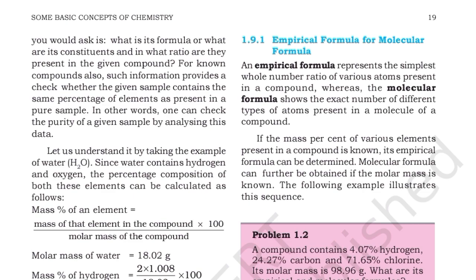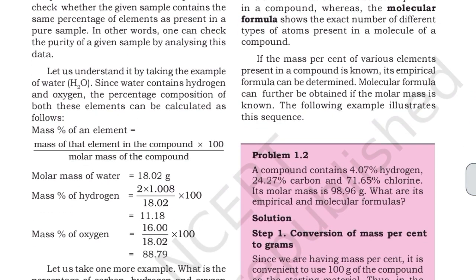For known compounds also, such information provides a check whether the given sample contains the same percentage of elements as present in a pure sample. In other words, one can check the purity of a given sample by analyzing this data. Let us understand it by taking the example of water, H2O. Since water contains hydrogen and oxygen, the percentage composition of both these elements can be calculated as follows.